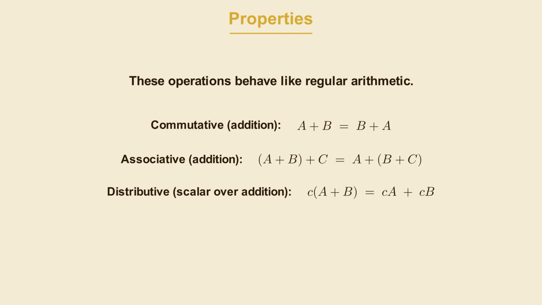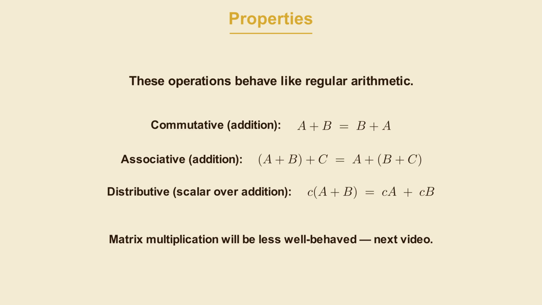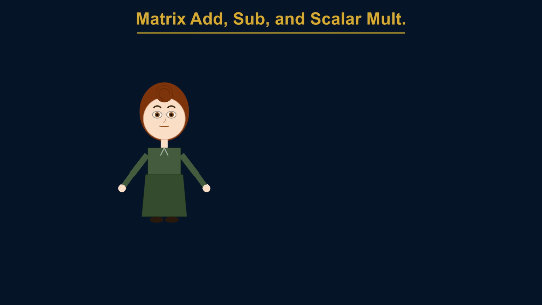Scalar multiplication distributes over matrix addition, so a scalar C times the sum of A plus B equals C times A plus C times B. These are easy to verify entry by entry, and they're not much of a surprise. They're worth knowing because matrix multiplication, which we'll cover in the next video, ends up being a lot less well behaved.